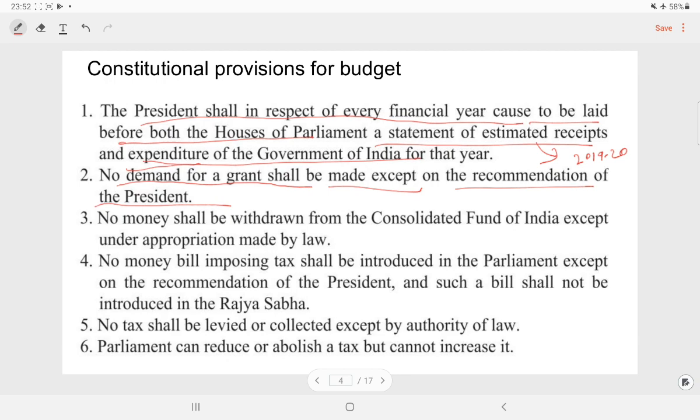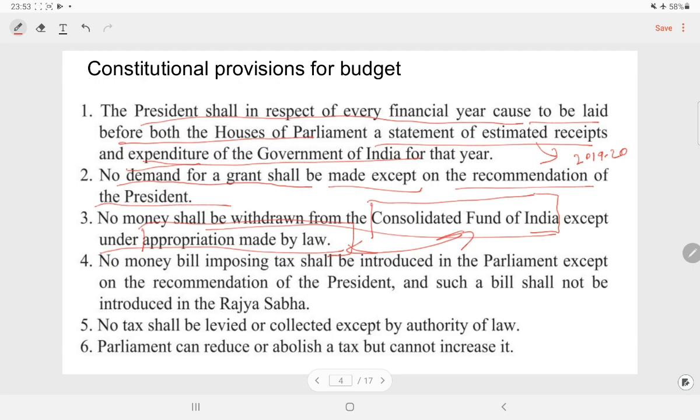So nothing for demand wise, nothing is made here, just like a simple monologue from the president is there. And also, no money shall be withdrawn from Consolidated Fund of India except under appropriation made by law. So this is the core of the budget. At the end of the budget, there is this appropriation made by law, that the parliament appropriates the budget so that the money can be acquired from Consolidated Fund of India, so that by law money could be taken from Consolidated Fund of India. So what is this Consolidated Fund?